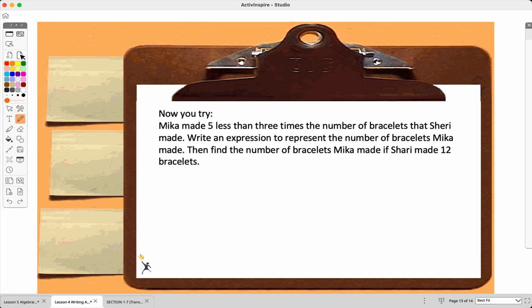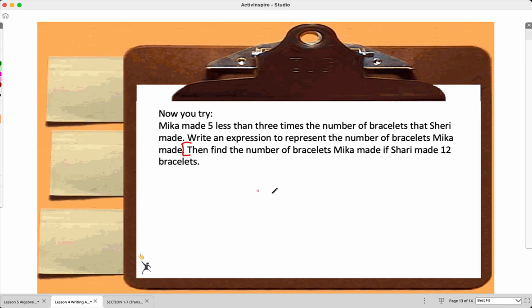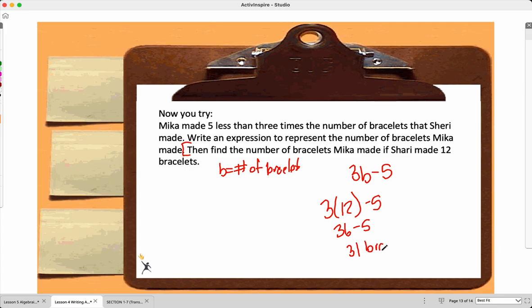All right, it's your turn to give this one a shot. Mika made 5 less than 3 times the number of bracelets that Sherry made. Write an expression to represent the number of bracelets Mika made. Then find the number of bracelets Mika made if Sherry made 12. So again, we've got a then. So we've got an expression we've got to create first before we even jump into the next piece. So this time we say, okay, 3 times. So I'm going to say that B equals the number of bracelets made. Now I've got that. So I'm going to say 3B minus 5 because I got that less than turnaround phrase. Now I'm going to plug in 12. 3 times 12 minus 5 is 36 minus 5, which is 31 bracelets. So she made 31 bracelets.